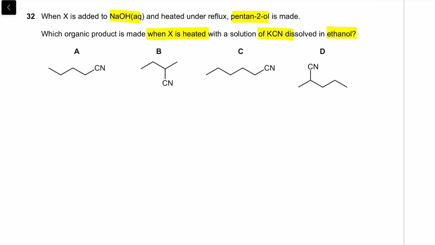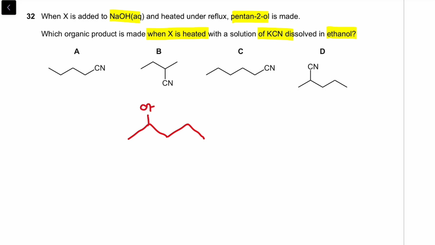Question number 32. When X is added to NaOH and heated under reflux, pentanol is made. Which organic product is made when X is heated with a solution of KCN? So you might be familiar with this mechanism, but when an alcohol is made from using sodium hydroxide under reflux, then it's likely to have been a nucleophilic substitution from a halogenoalkane. So the pentanol structure looks like this. 1, 2, 3, 4, 5.